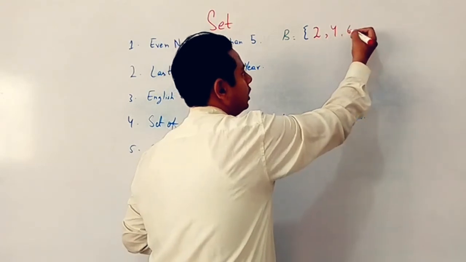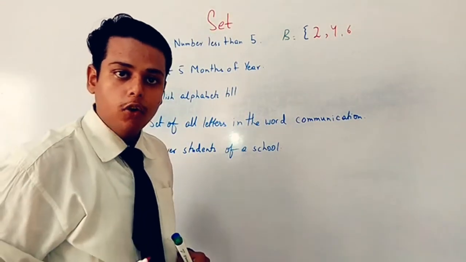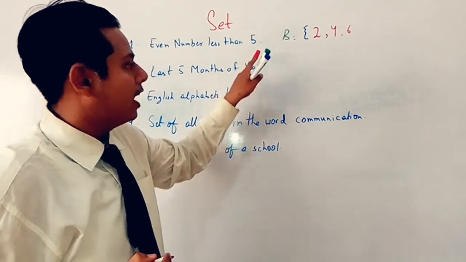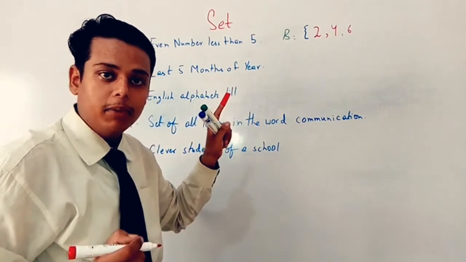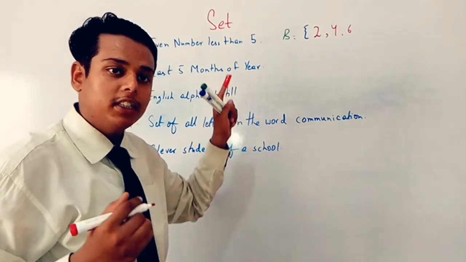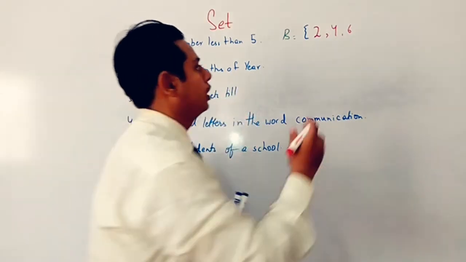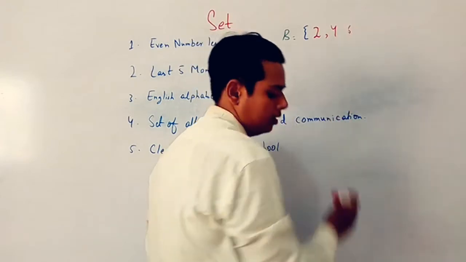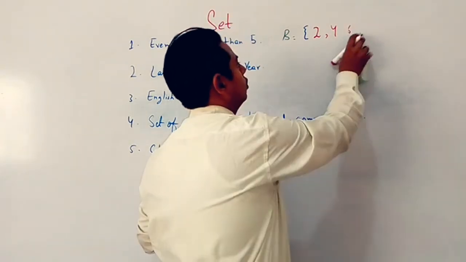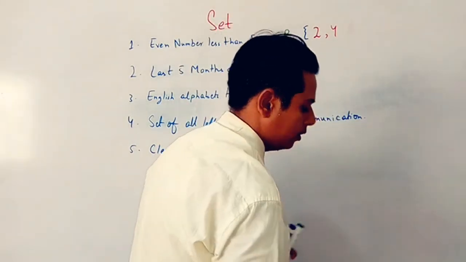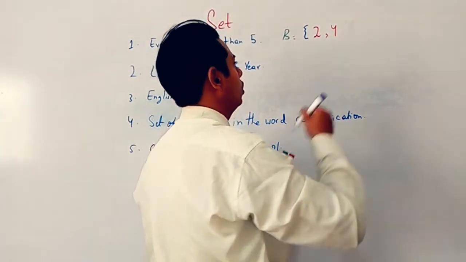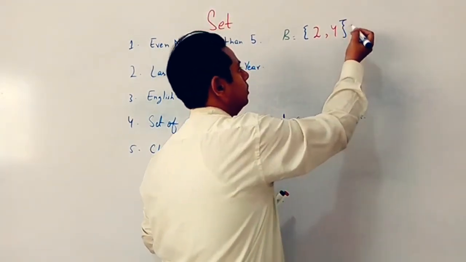Can I write 6 over there? No, because it is less than 5. In this set, we just write the numbers which are less than 5. हमें इस set में वो even numbers लिखने हैं जो कि 5 से छोटे. So we cannot write the 6 over there. And then I have to close the bracket.